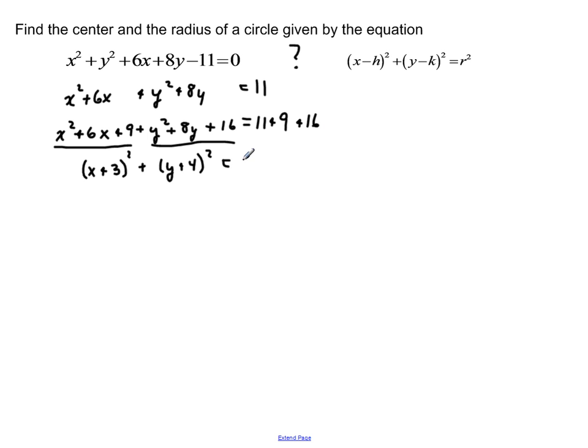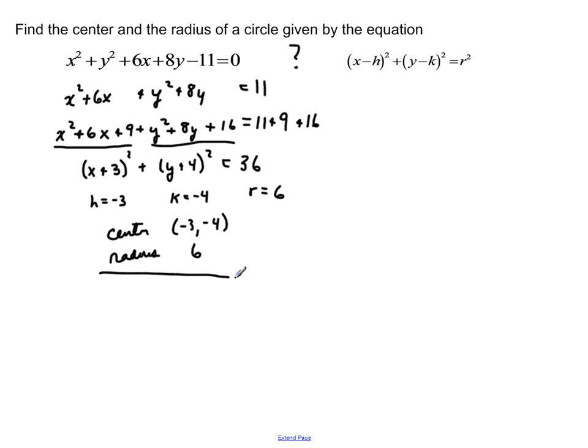11 plus 9 plus 16 gives us 36. So what can we say? Well, now that we know it, we're going to find that h is equal to negative 3, k is equal to negative 4 in our model, and r is equal to 6 in our model. So, in other words, we have a circle that has a center at the point (negative 3, negative 4) and a radius of 6. Well, that's the answer that we were looking for, and so we're done.